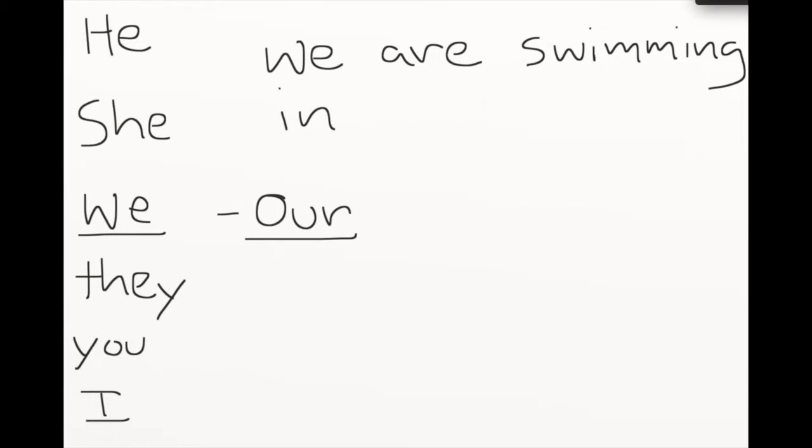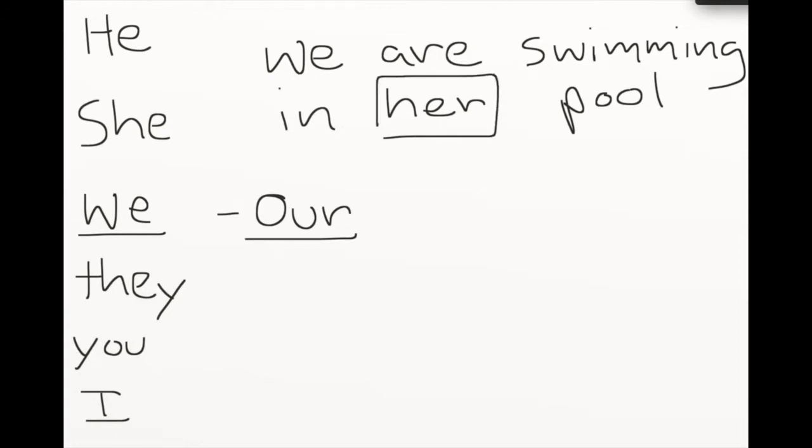We are swimming in. This is where it gets a little more complex. So you can switch up possessive pronouns and you can say we are swimming in their pool. Okay, so we're jumping ahead there. Or you could say we are swimming in her pool. So you are with a group of people and you are going swimming in this girl's pool. Okay.